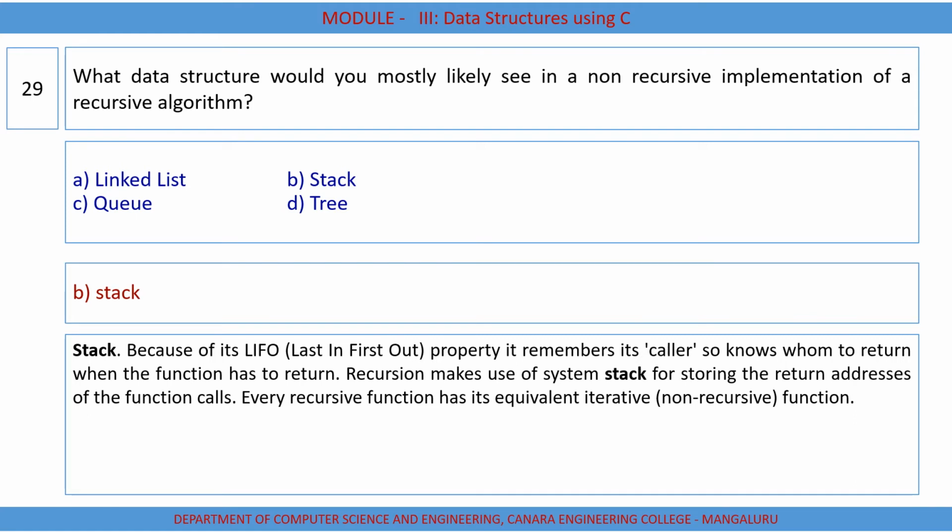Because stack is LIFO, last in first out, it remembers its caller, so it knows whom to return to when the function has to return. Recursion makes use of the system stack for storing the return addresses of function calls. Every recursive function has its equivalent non-recursive function.